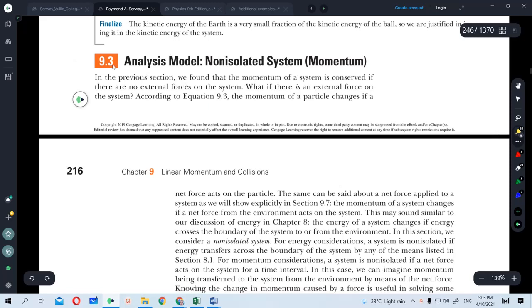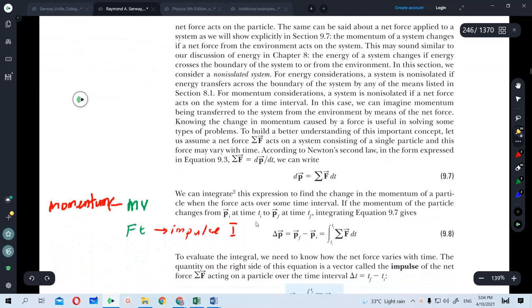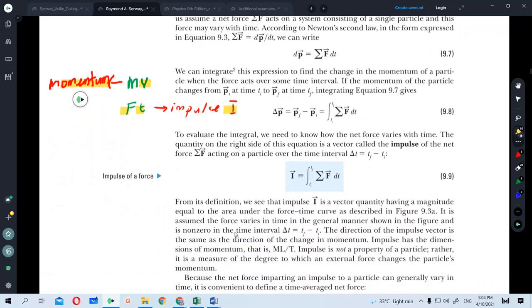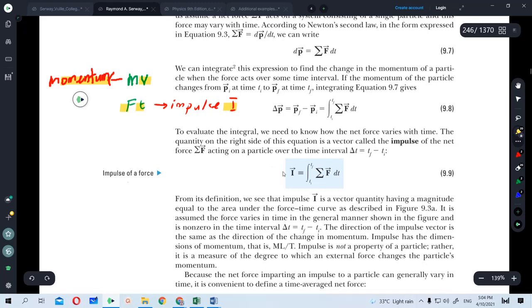Now, we are on 9.3 where we are going to see what if the system is not isolated, meaning there is an external force acting on the system. Might be friction, might be somebody pushing on one object, all right? So what happens and what are our tools? Our first tool is something you have seen earlier: momentum is mass times velocity, and force times delta T is equivalent to the impulse. Combining these two concepts, you have what we call the impulse theorem. But as of now, look at the idea that impulse of a force is the product of force times time.